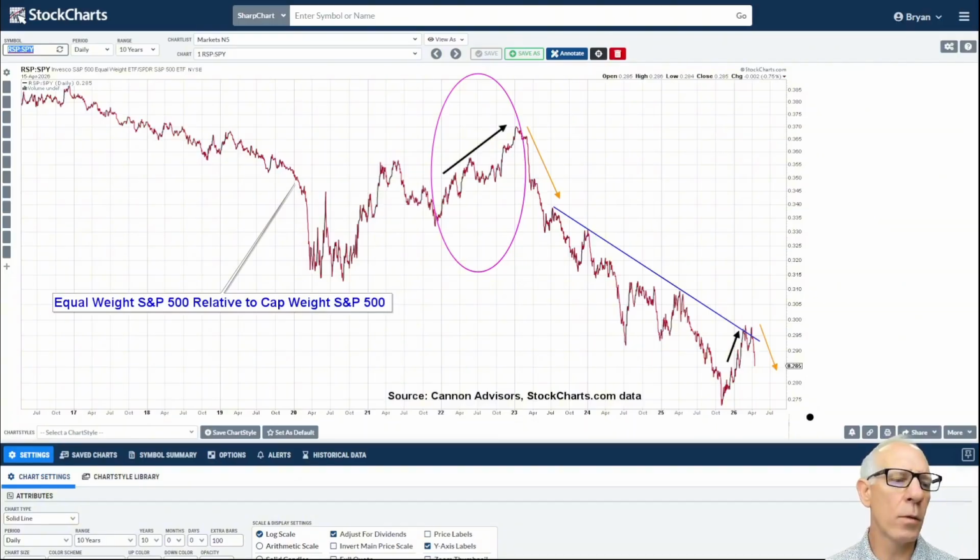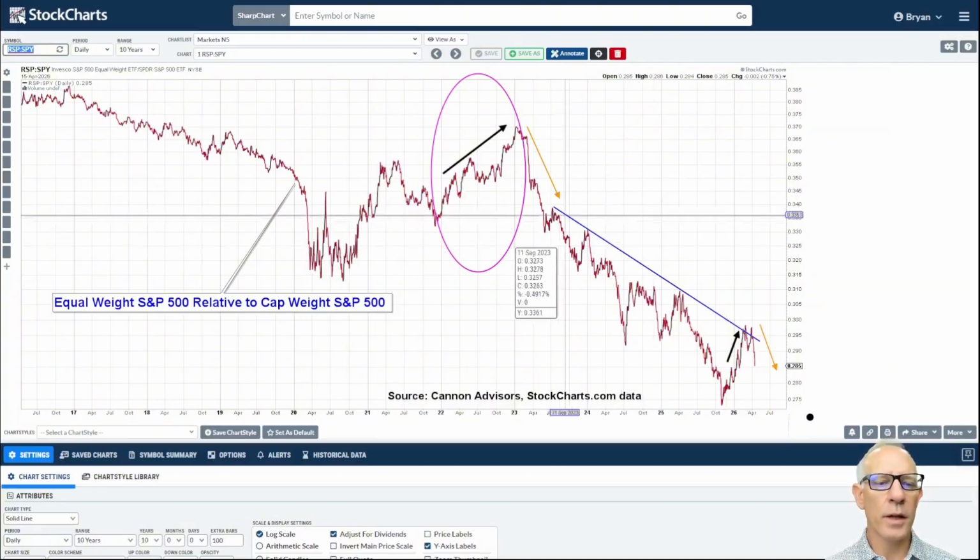All right, here's another chart. This is the equal-weighted S&P 500 relative to the cap-weighted S&P 500. So what's the difference? With the S&P 500, as most people consider it, the index is a cap-weighted index, meaning that the top 10 stocks make up literally 40% of the overall performance of the S&P 500. The equal-weighted takes all 500 positions and equally weights them. So what this information tells you is, are the top stocks in the S&P driving the performance, or are other stocks driving the performance?